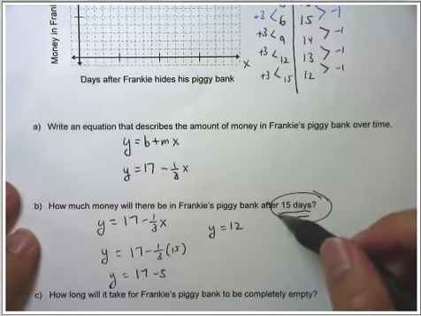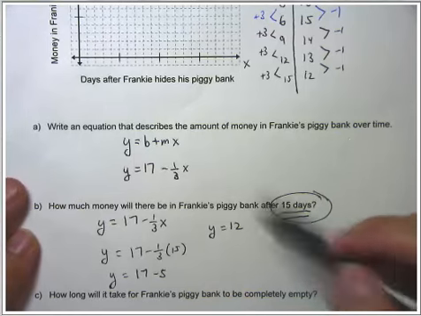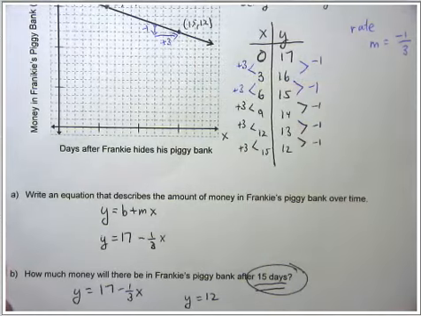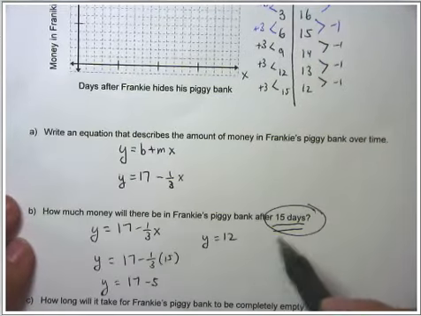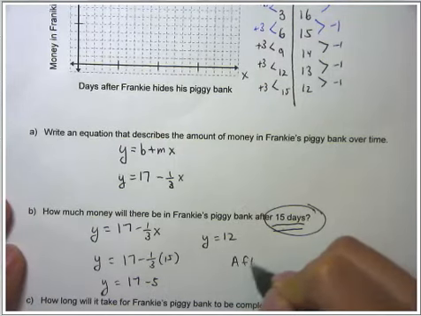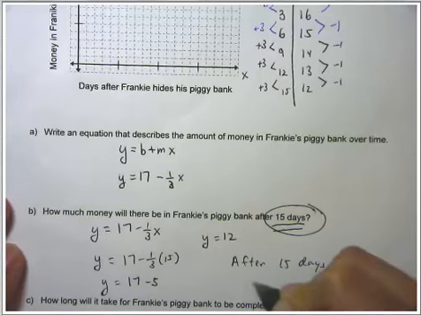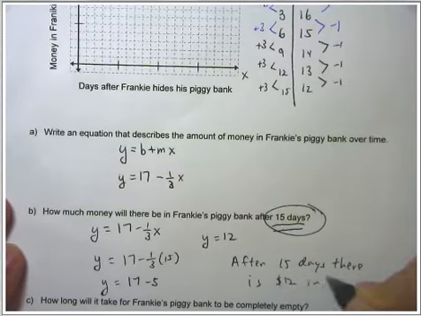So I just showed you 3 different ways to do it. You could have used the t-chart, you could have looked at the graph, or we could have also calculated it. This is the x, so we calculated the y. So after 15 days, there is $12 in the piggy bank.